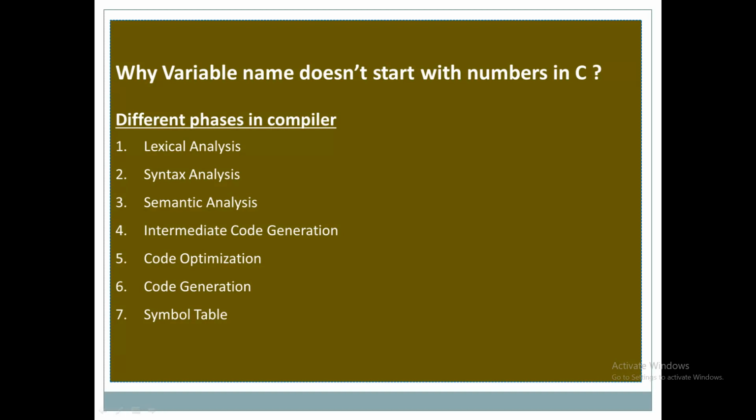To improve performance optimization, Dennis Ritchie added a rule for identifiers that variable names don't start with numbers, because it would take more time to determine whether it is a valid identifier or not, and compilers don't have that capability. Even if you make a new rule, it would degrade your system optimization. So to improve your performance optimization, a variable's name doesn't start with numbers in C language.